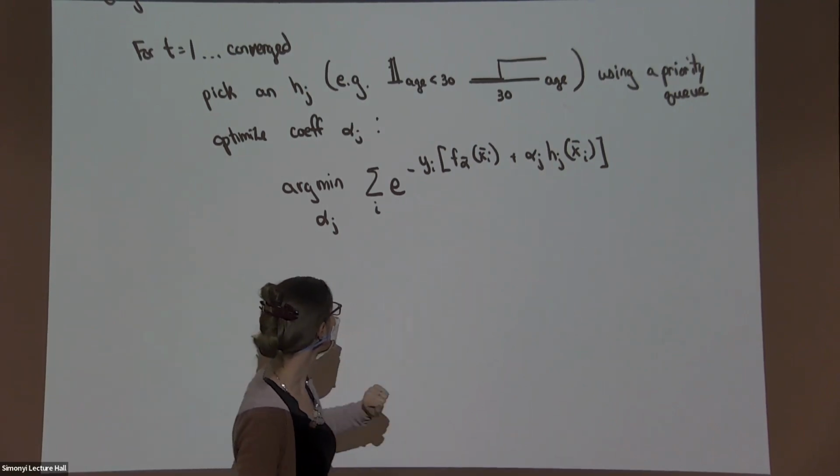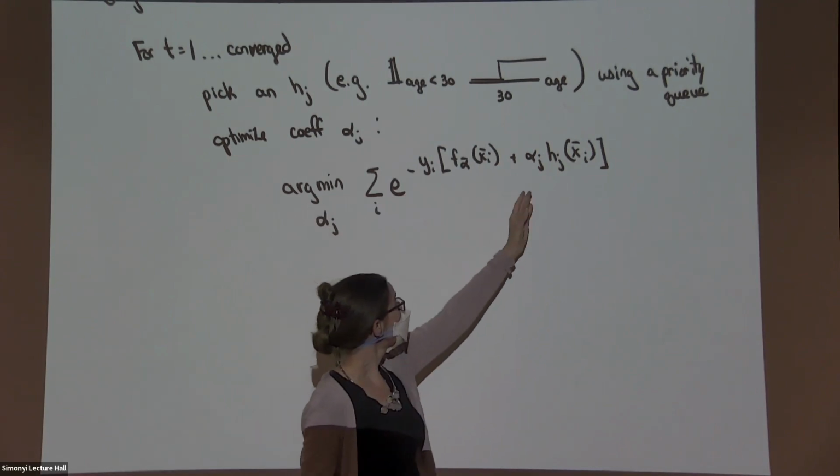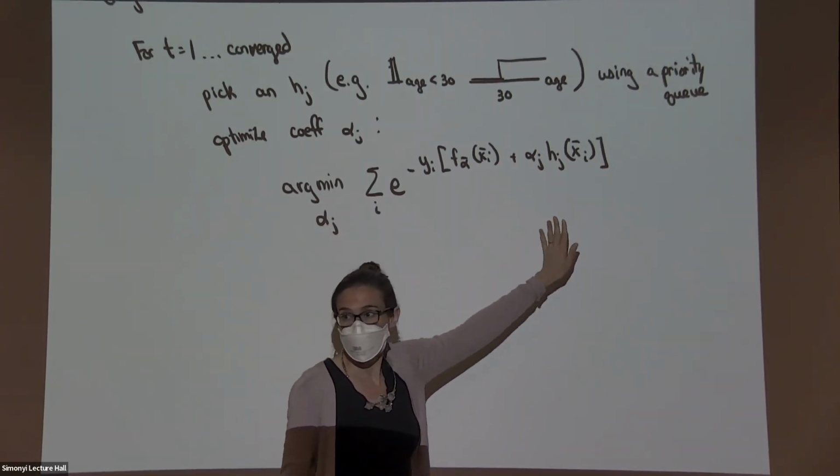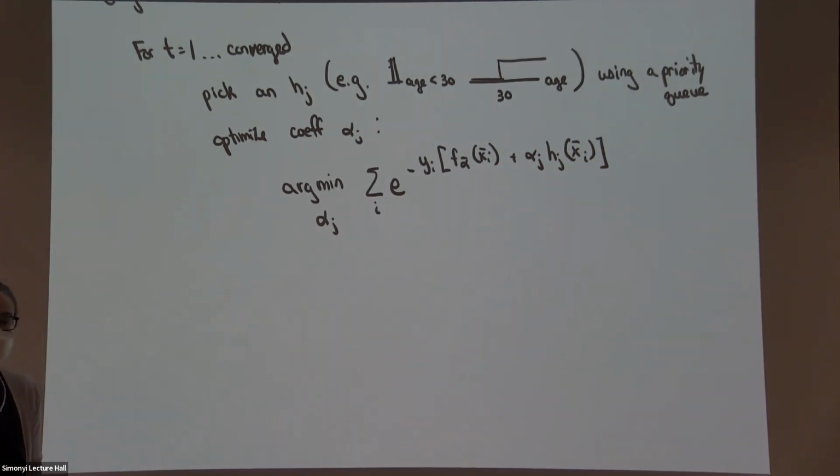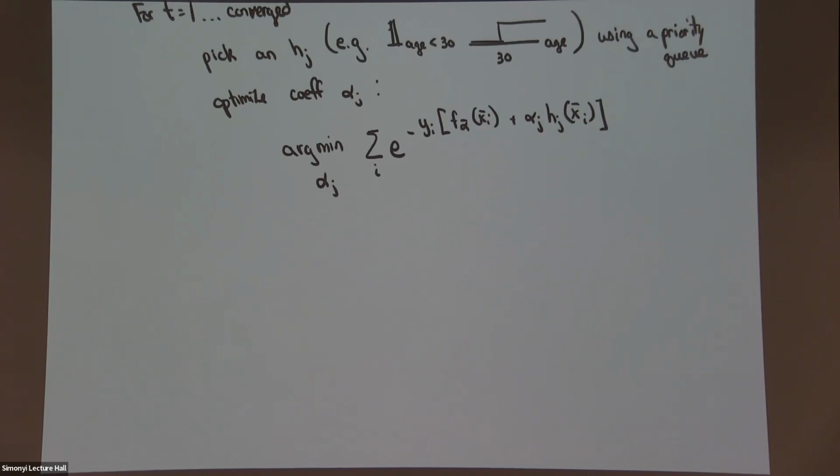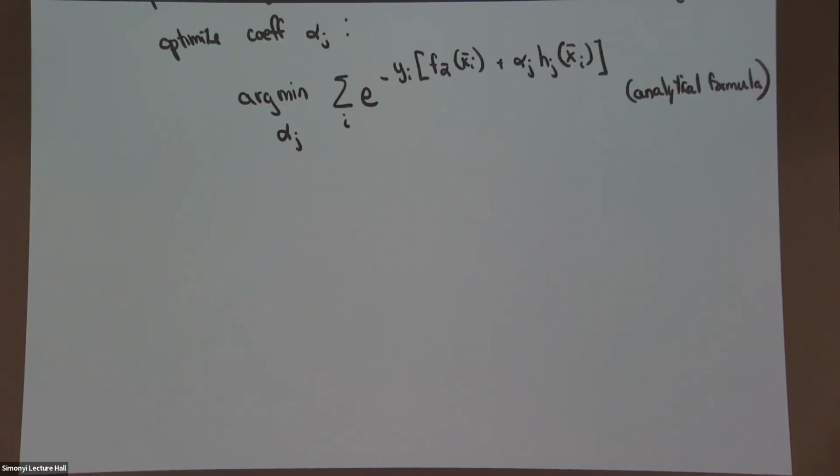And as I mentioned earlier, this calculation is actually an analytical calculation. It's a formula. It's not gradient descent. It's actually just a formula that plops you from here to here. So it tells you what the alpha_j is. I'll write here analytical formula. And this only works when the h_j's are step functions. It doesn't work when the h_j's are anything else.